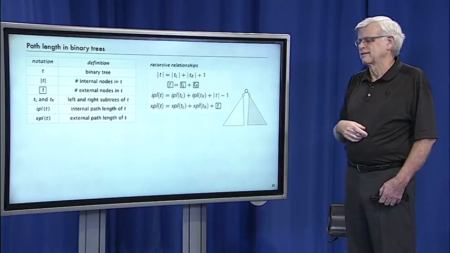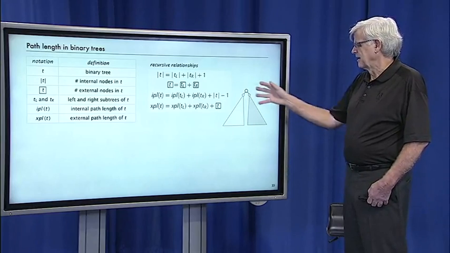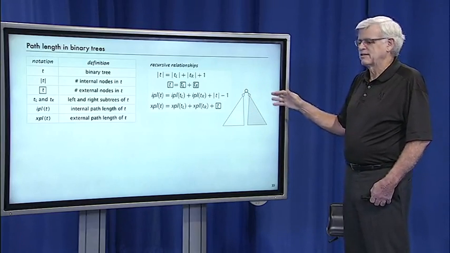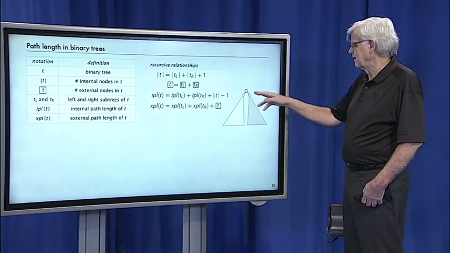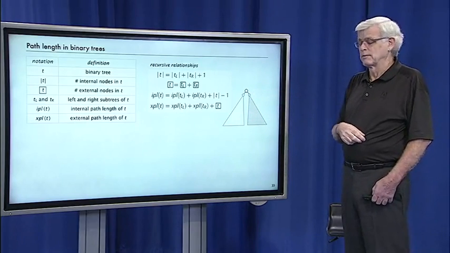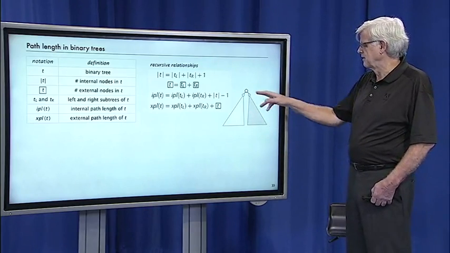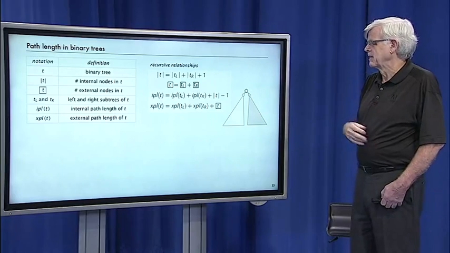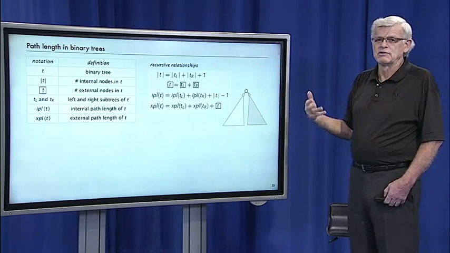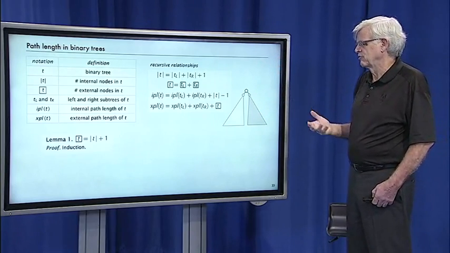And for external path length, it's similar. External path length on the left, external path length on the right, but you're off by 1 for every node because you didn't take into account the links that connect the external nodes, the subtrees, to the root. So those are simple but very useful recursive relationships.